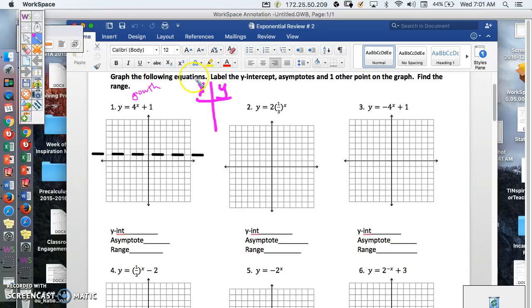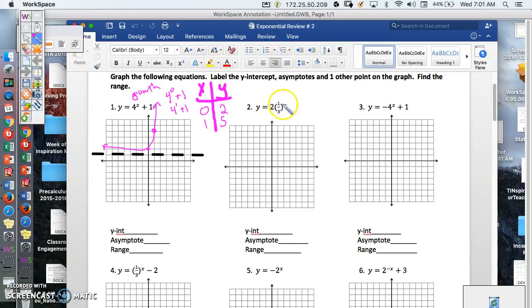And then the next thing we can do is make an XY table and label some points. So let's see, when x is 0, 4 to the 0 plus 1, so 1 plus 1 is 2. When x is 1, 4 to the first is 4 plus 1 is 5. So we know it's (0, 2), (1, 5). And we know it's exponential growth. So we have our curve here.